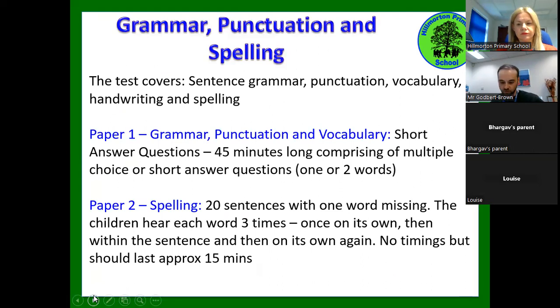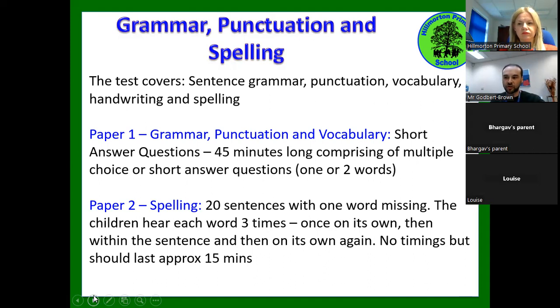Okay. And then, right, next onto the grammar, punctuation, and spelling. This is made up of 2 different papers. Number 1 is the actual grammar test as it is. It's like a booklet with some grammar questions, and I'll show you some examples of them soon. That's 45 minutes, and it comprises lots of multiple choice questions and lots of short answer questions.